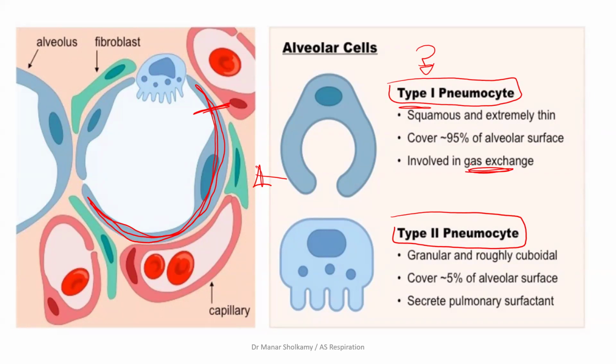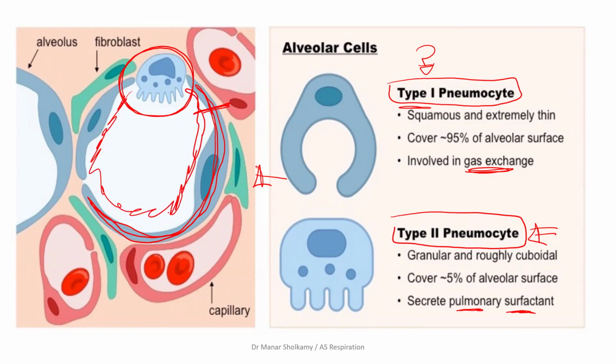Now there's another cell, this big, large cuboidal cell that you can see here. It's not a white blood cell. A lot of students get confused. This is the type 2 pneumocyte or the type 2 alveolar cell. And this has another function. It produces a fluid called the surfactant. It's called the pulmonary surfactant. It produces a fluid. This fluid here fills the inner lining of the alveoli. Now, can you guess what is the function of this fluid? What is the function of any fluid anyway?